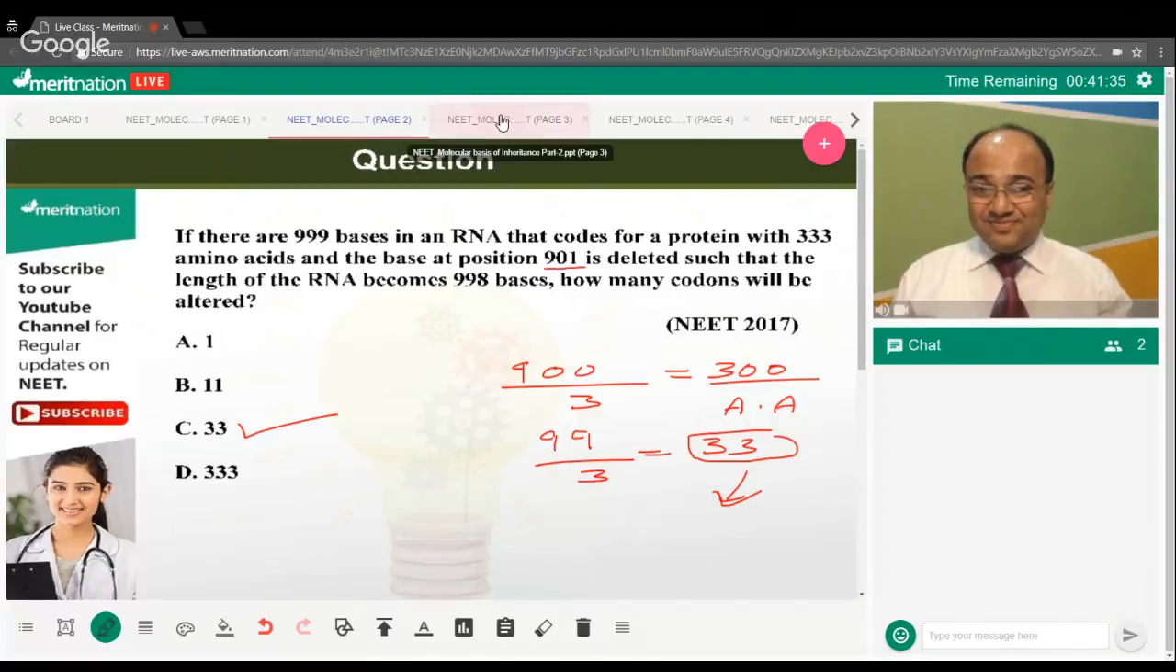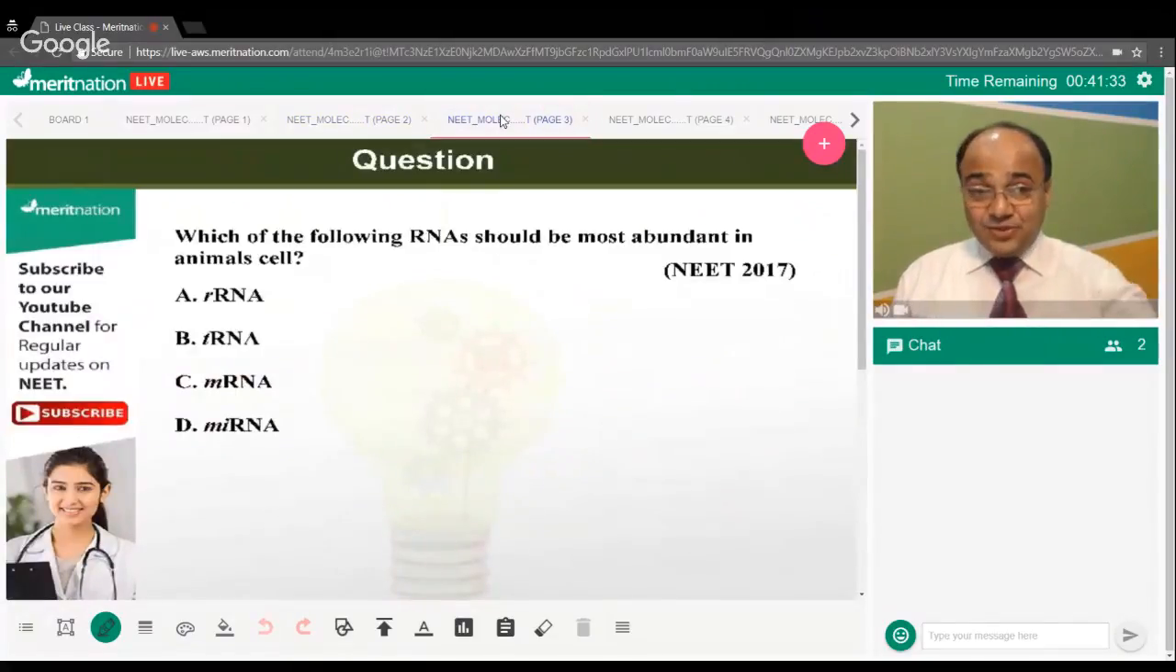Okay. Yes. And the next question is, Sai Prasad, good evening. Which of the following RNAs should be most abundant in animal cells? Is it the rRNA? Is it the tRNA? Is it the mRNA? Or is it the miRNA? Which among the four is most abundant within the animal cell? Okay, Aditya says option A. Yes, the answer is option A.